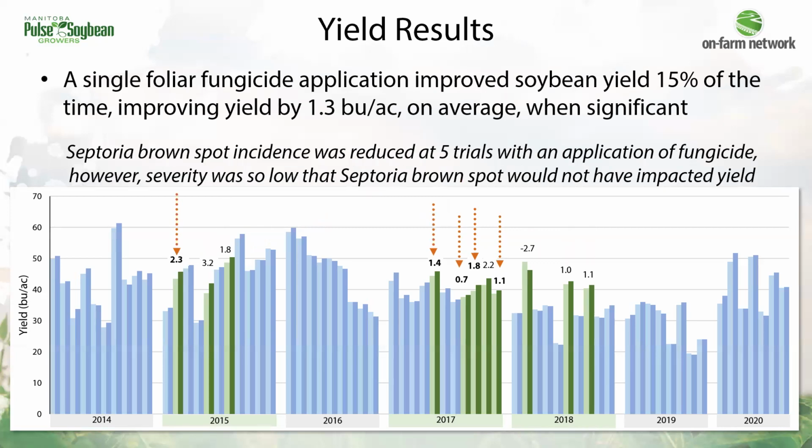Another disease to look at was Septoria brown spot. It's also controlled by the fungicide application. Incidence of Septoria was reduced at 5 trials with an application of fungicide, but the severity of Septoria in those fields was so low that it's really unlikely that that would have actually caused these changes in yield alone.